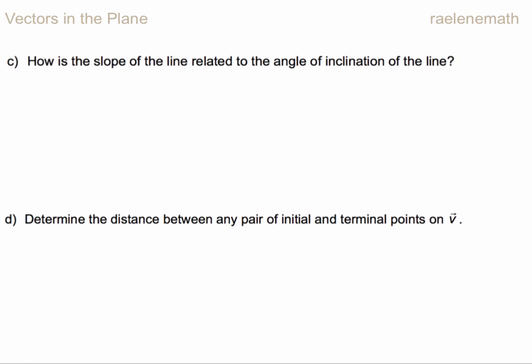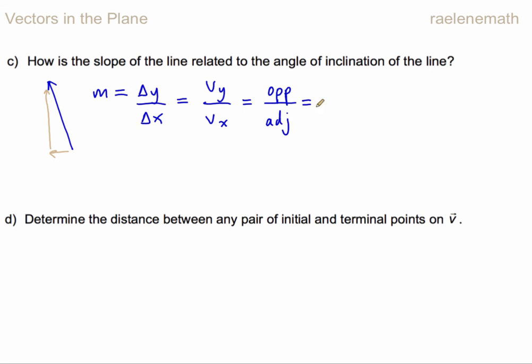Part C asks, how is the slope of the line related to the angle of inclination of the line? Well, we found the line by taking the vector, which went 2 spaces to the left and 6 spaces up, creating a rise of 6 over a run of -2. So the slope is equal to the rise divided by the run, which is the same as the vertical component vy divided by the horizontal component of the vector vx, which is equal to the opposite to the angle theta divided by the adjacent of the angle theta, which is the tangent of the angle theta.